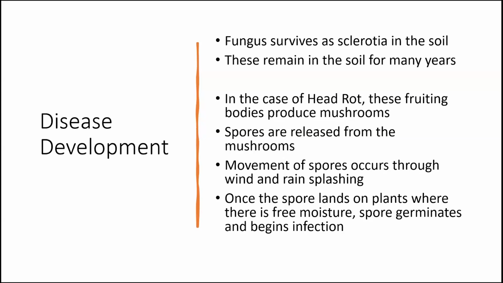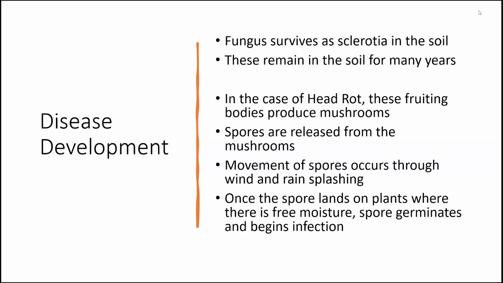So for disease development to occur, the fungus survives as a sclerotia in the soil, and a sclerotia is going to look like a black rice grain or rat droppings, depending on who you talk to. It is a hardened structure that survives in the soil for many, many years. So identification of this disease and knowing what you're dealing with can help you make better management practices and decisions to help lessen impacts of this disease.